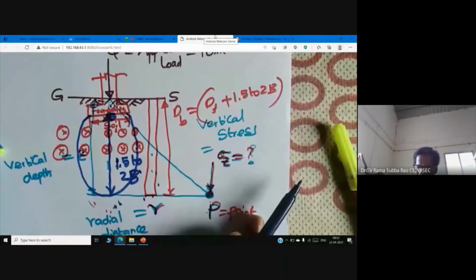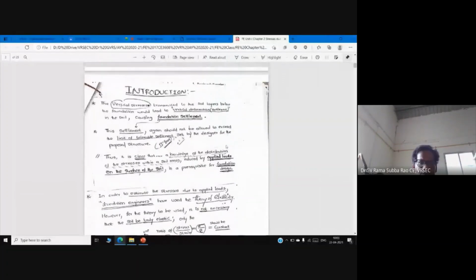Introduction, here you see what we discussed so far. The vertical stresses transmitted to the soil layers below the foundation would lead to vertical deformation, in brackets settlement, causing foundation settlement. Let me tell you, being an engineer, while you are designing a foundation, it has to settle within the tolerable limit.